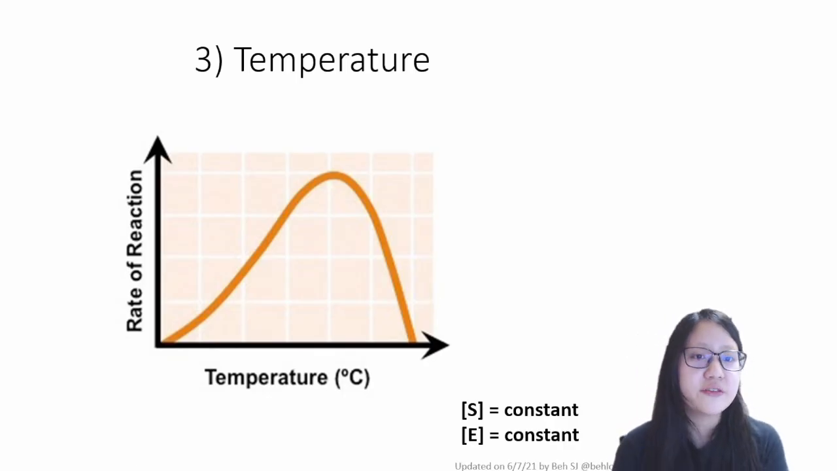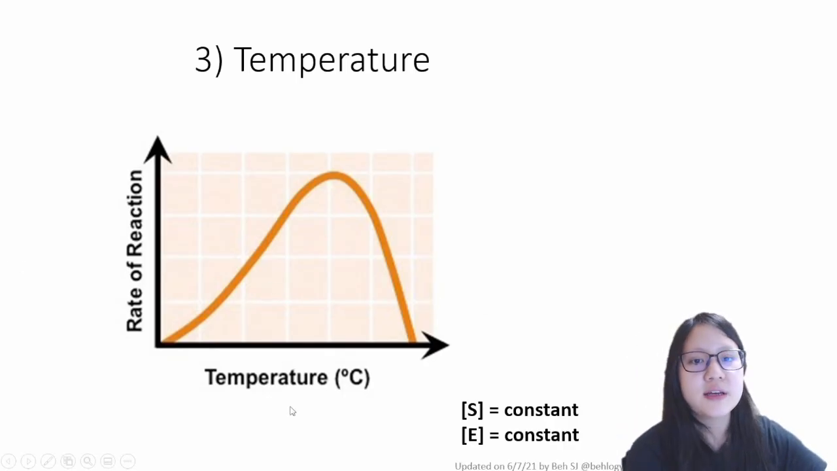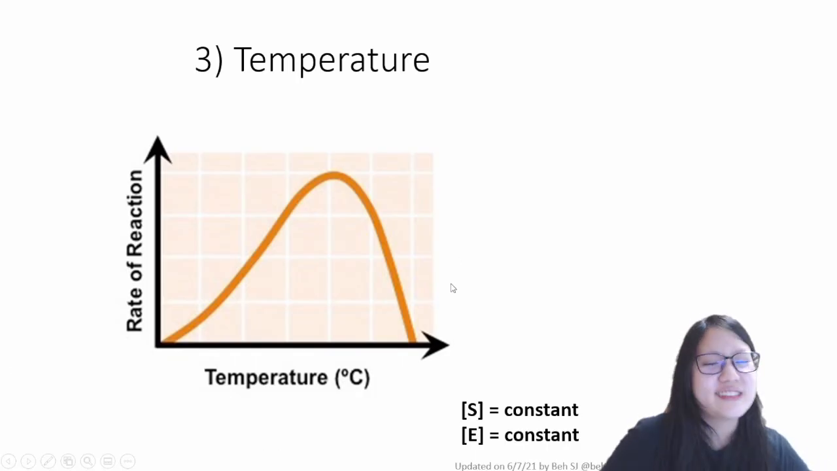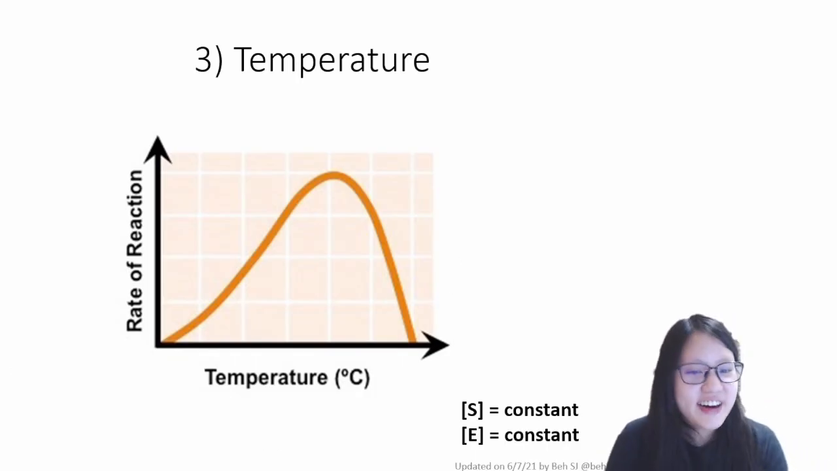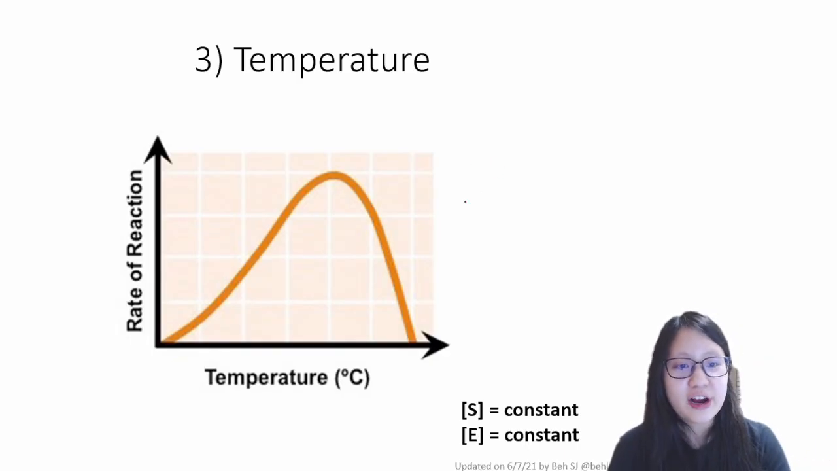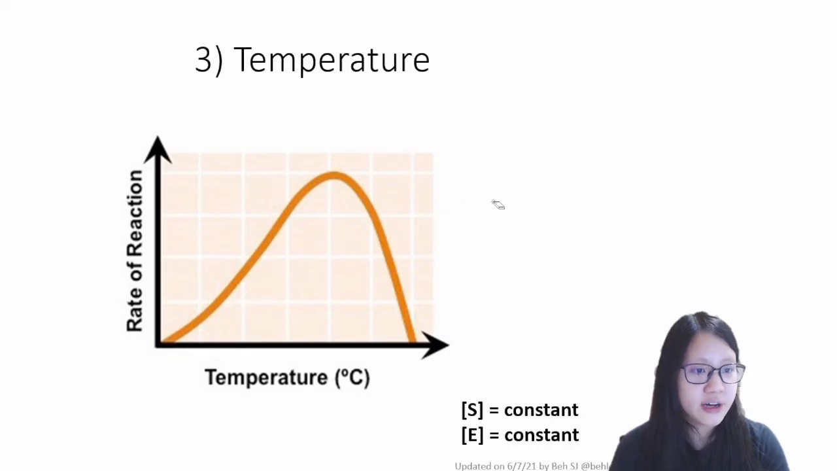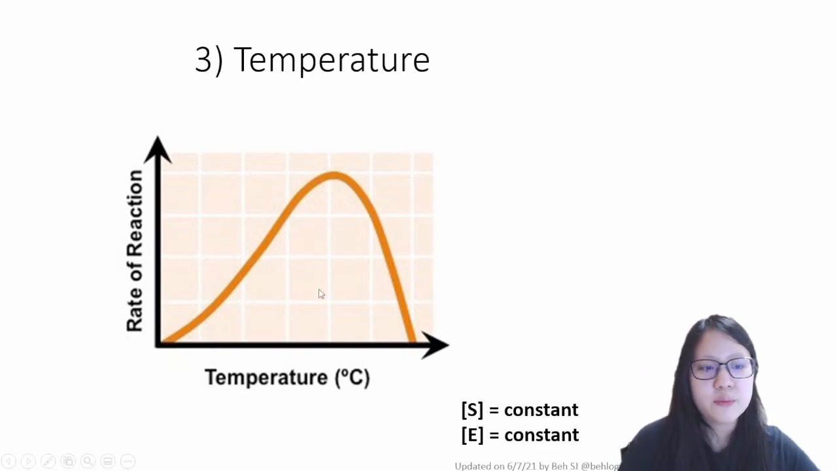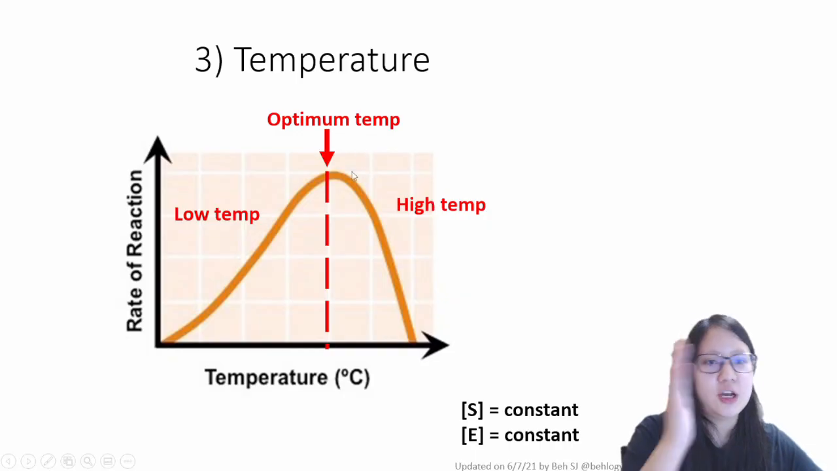This is the third factor that we're going to talk about. Temperature's graph looks radically different, right? Finally, a graph that's a different shape. Now here is quite interesting because the rate of reaction doesn't go up and then plateau. It goes up, it goes down. What does it mean? Well, at this point, no reaction. At this point, no reaction. Optimum reaction here. So how are we going to break this down? Low temperature, high temperature, and optimum temperature.